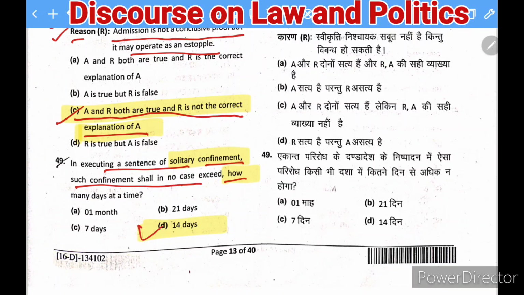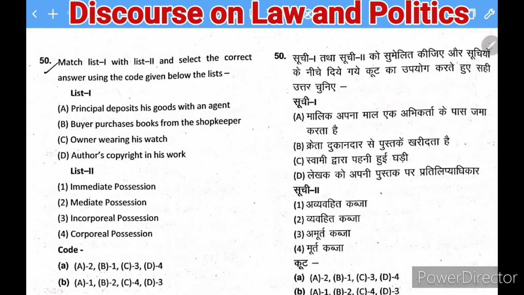Now moving to the next question. The next question is also matching list 1 and list 2. List 1 says: principal deposits his goods with an agent, so therefore you find the provisions.